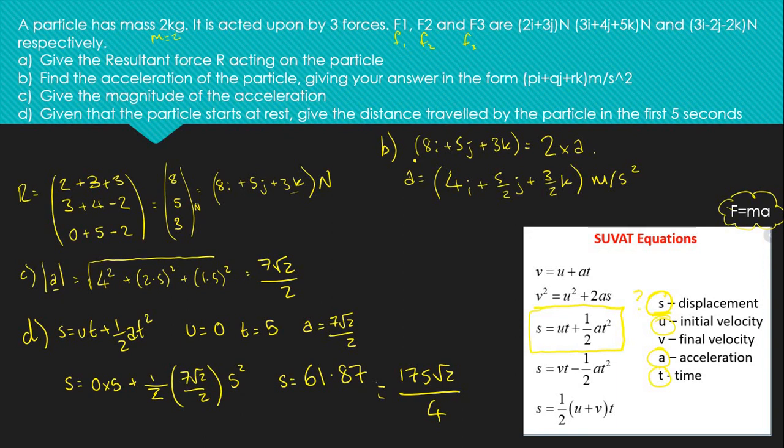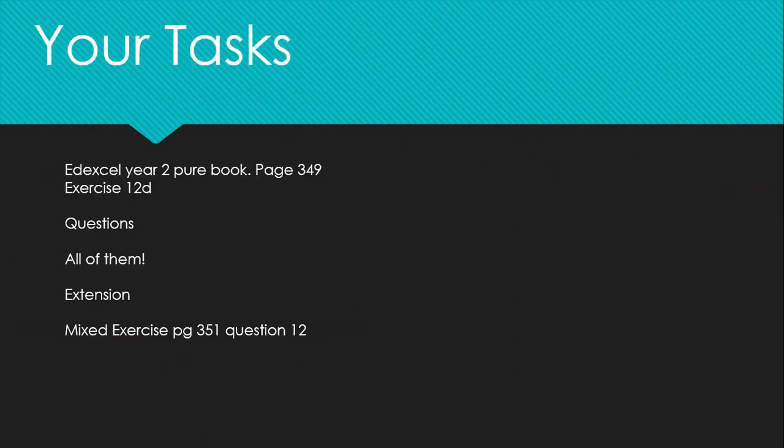Now the task for you is exercise 12D. The questions on there are all of them. It's not too bad, provided you're pretty decent with your mechanics. The extension is in the mixed exercise. It's page 351, question 12. It's just that that's a little bit more difficult than what's in the actual questions for this exercise.